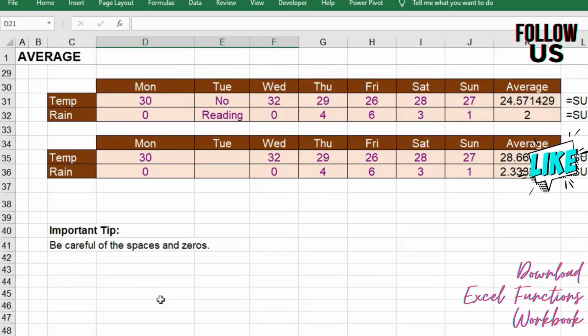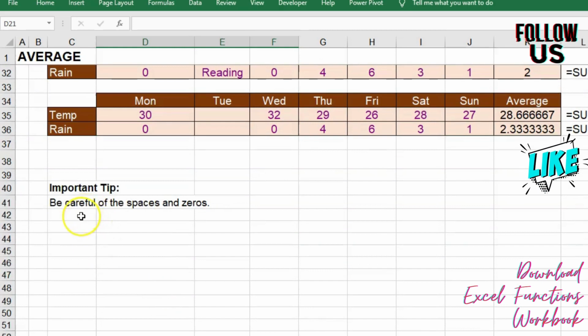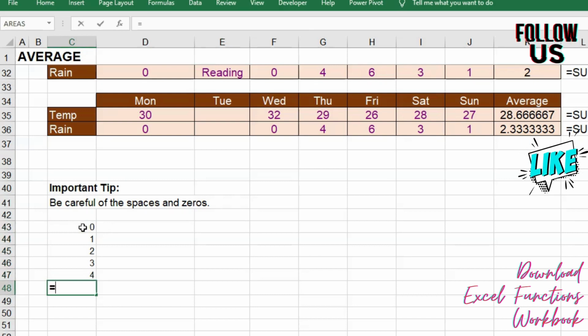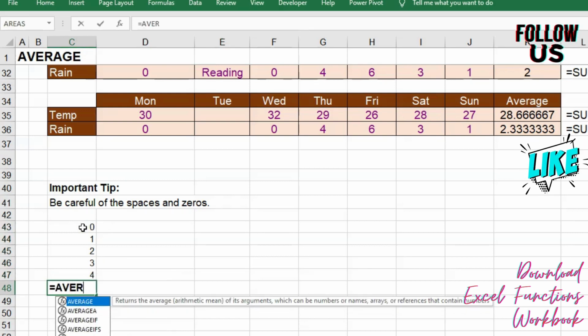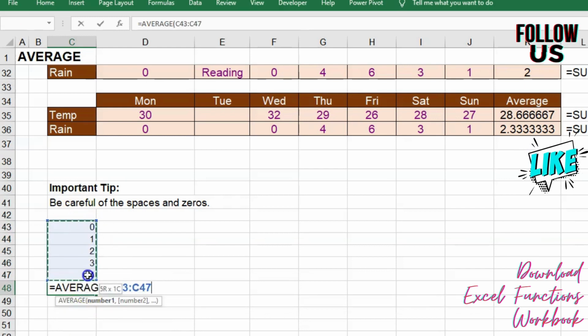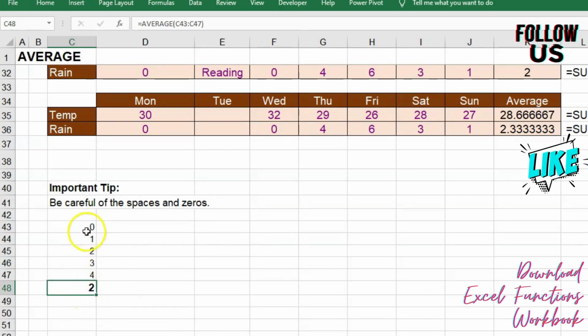Now let's look at this important tip: be careful of the spaces and zeros. For example, let me sum up 0 to 4 and find the average. 0, 1, 2, 3, 4. So using the average function, if I sum up these 5 cells, this gives 2. That is the sum of 0 to 4, which is 10, divided by 1, 2, 3, 4, 5 cells, 2.